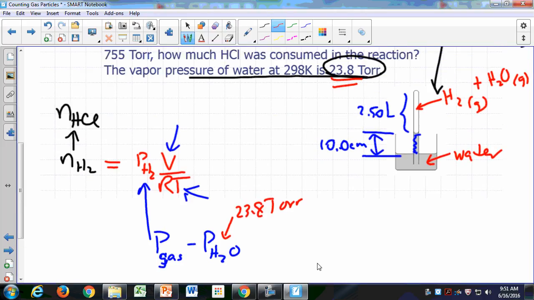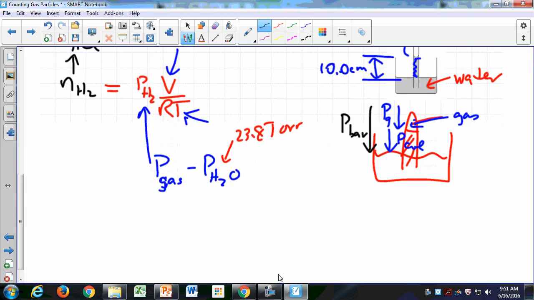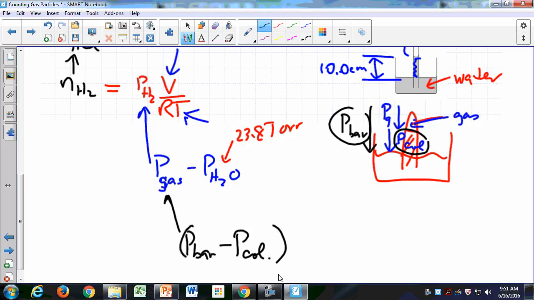Well, let's look at our setup. We know the barometric pressure. So here's your gas right here. The pressure of the gas plus the pressure of the water column must be equal to the total pressure, the barometric pressure. So we can solve for the pressure of the gas by subtracting the column pressure of the water from the barometric pressure. So that's barometric pressure minus the column pressure. That will give you the pressure of the gas.